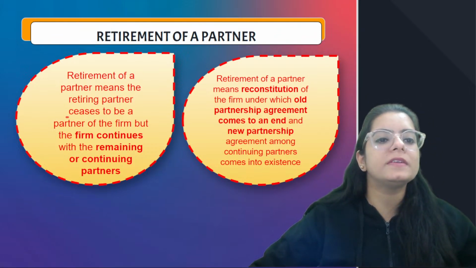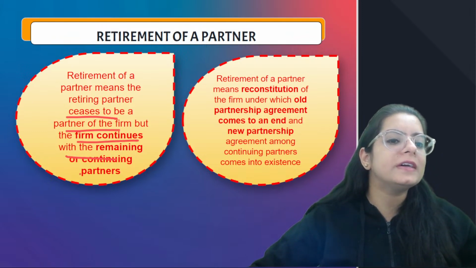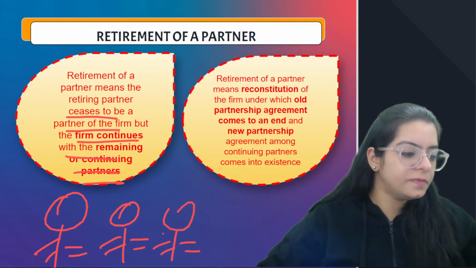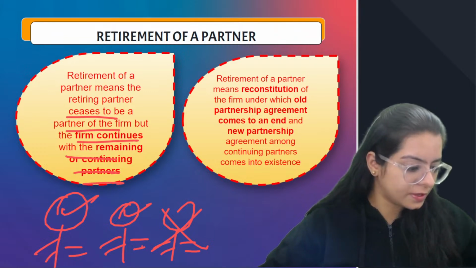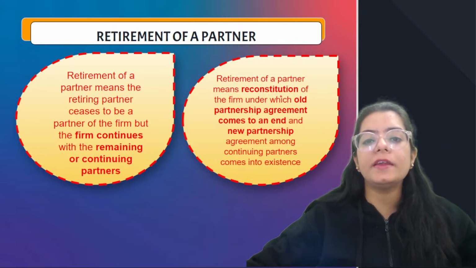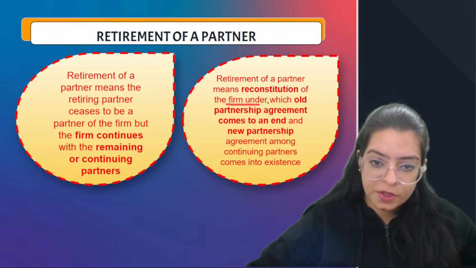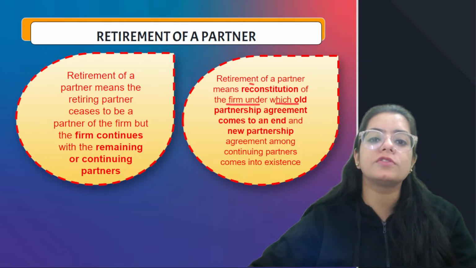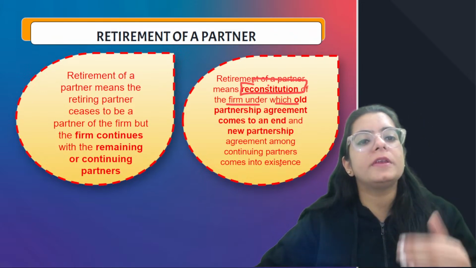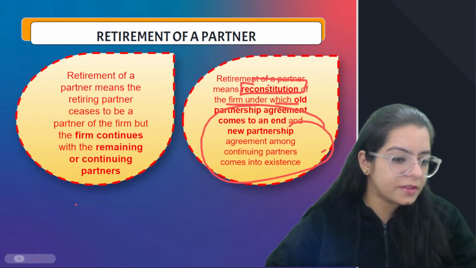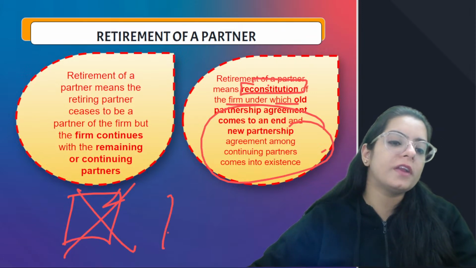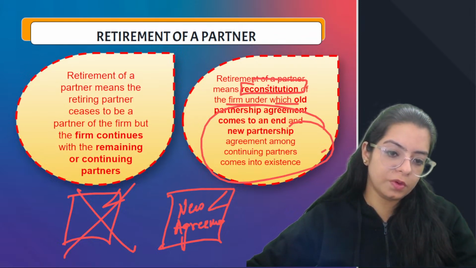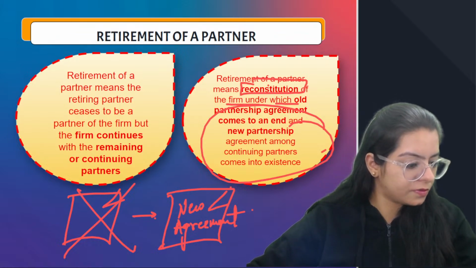Retirement of a partner means one of the partners ceases to be a partner, but the firm continues with the remaining continuing partners. If one partner has retired, the other partners are going to continue the firm as it is. So retiring of a partner means reconstitution of a partnership firm. Whenever any partner retires, whenever any partner joins in, whenever we change the profit sharing ratio, that comes under reconstitution. Reconstitution means the old agreement comes to an end and a new agreement comes into existence. The old agreement we are going to tear out and we are going to enter into a new agreement. This is what happens in retirement of a partner.